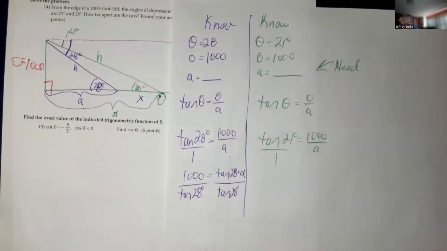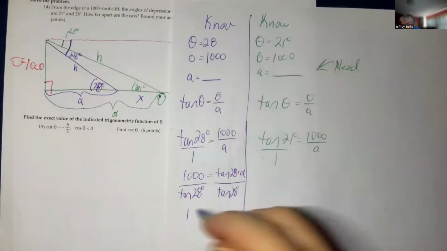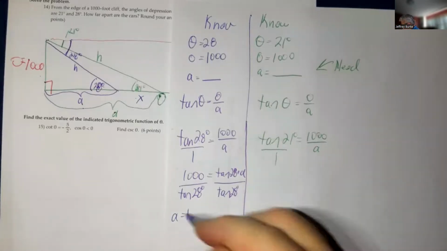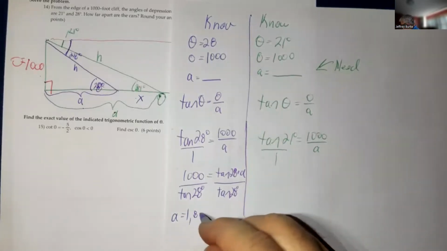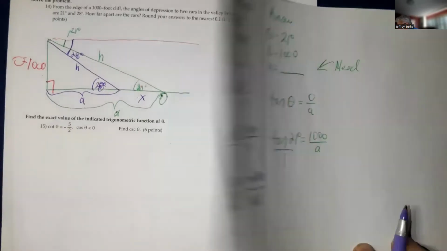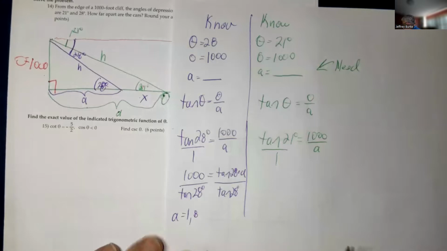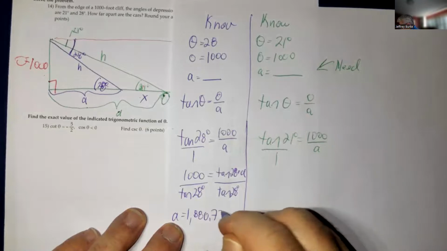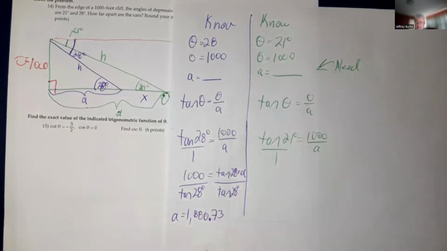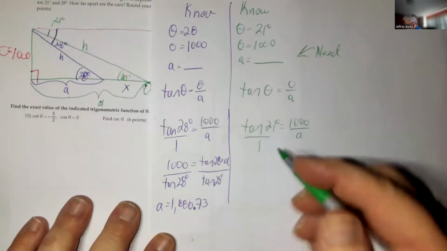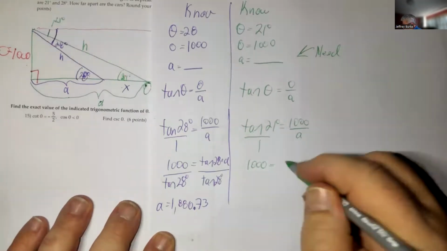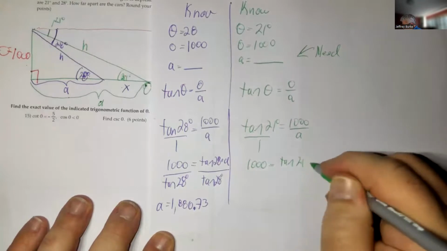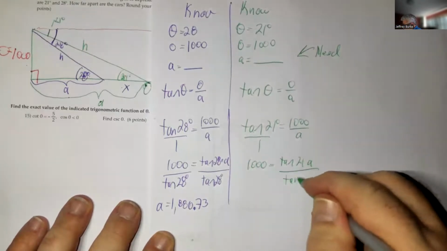The solution for A, I think I did this correctly, is going to equal 1,880. It wants this to the nearest tenth of a foot. 1,880.73 is what I get there. I put it to the nearest hundredth just in case rounding is a consideration, because it wants the nearest tenth of a foot. Let's try this one now. This is going to give me 1,000 equals the tan of 21 times a, which means I'm going to divide both sides by the tangent of 21.